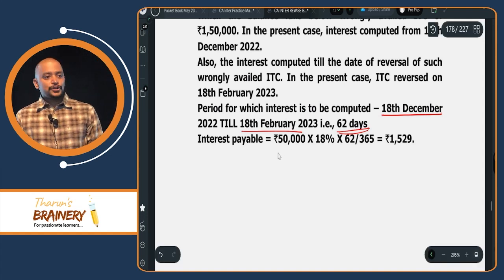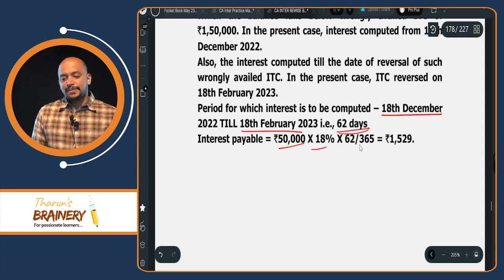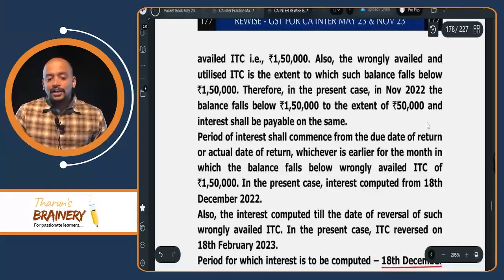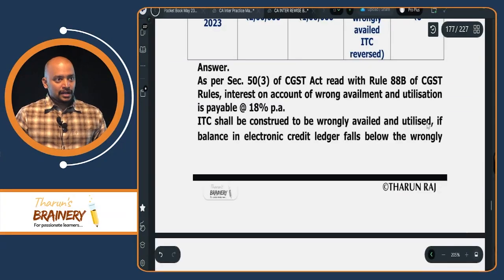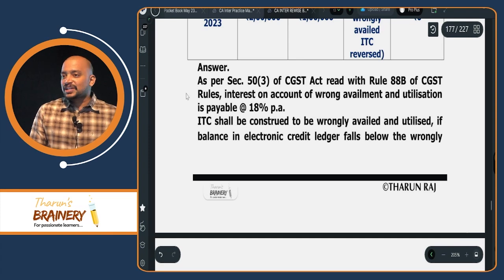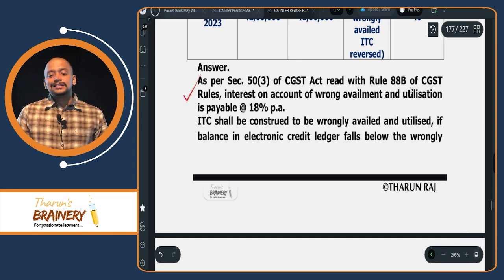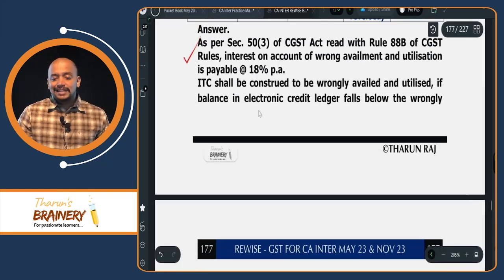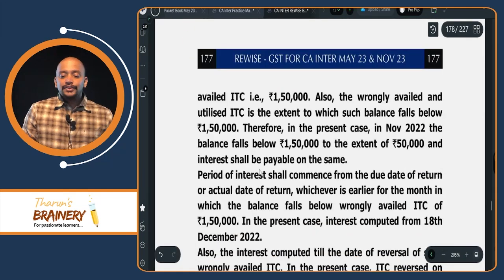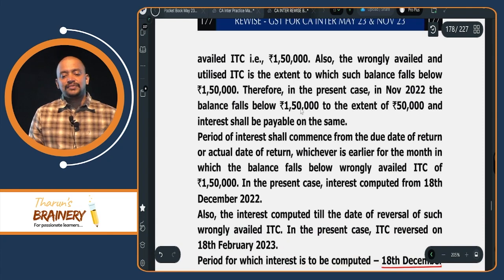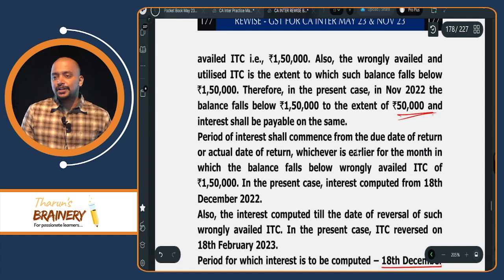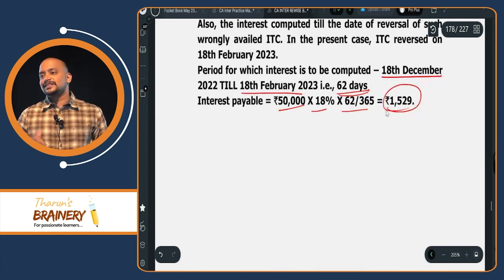So therefore for the 62 days, we need to compute interest on what? Only on 50,000 rupees. 50,000 into 18% into 62 by 365, 1,529. Only on the utilized ITC we need to take. So first we need to write, as per section 50 subsection 3, interest is payable on the wrongly availment and utilization. ITC shall be considered to be wrongly utilized when the balance in ITC falls below 1 lakh 50. Therefore, in the present case, the balance in ITC 1 lakh 50 has fallen below 1 lakh in November. So we have utilized 50,000. So on that 50,000, interest is computed.